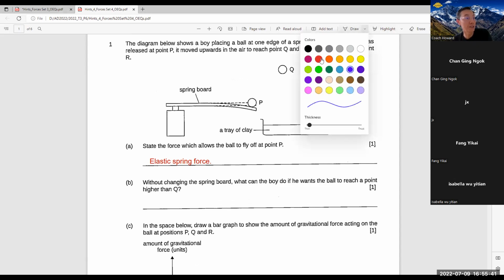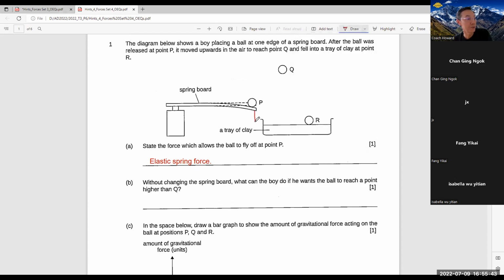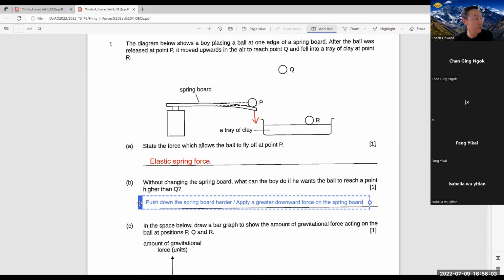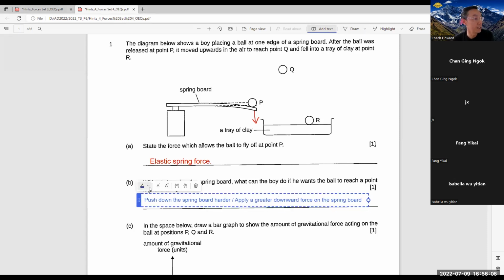So if you know how the springboard works, your possible answer is, okay, you push down the springboard harder. Or you can say apply a greater force. So this part, let me put it here. Push down the springboard harder, or say apply a greater downward force on the springboard.